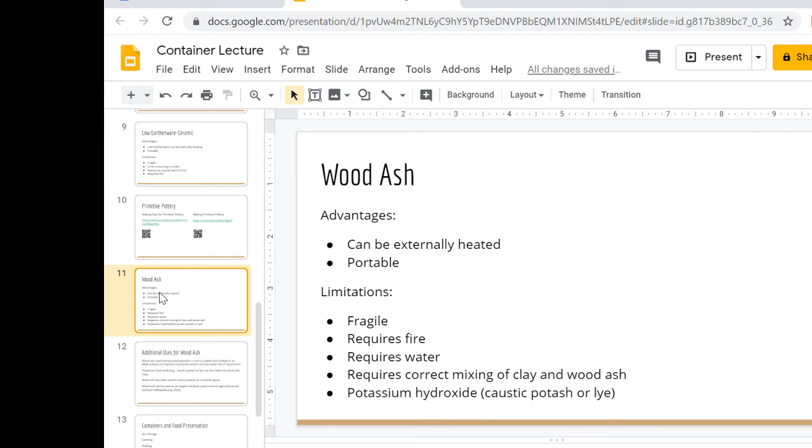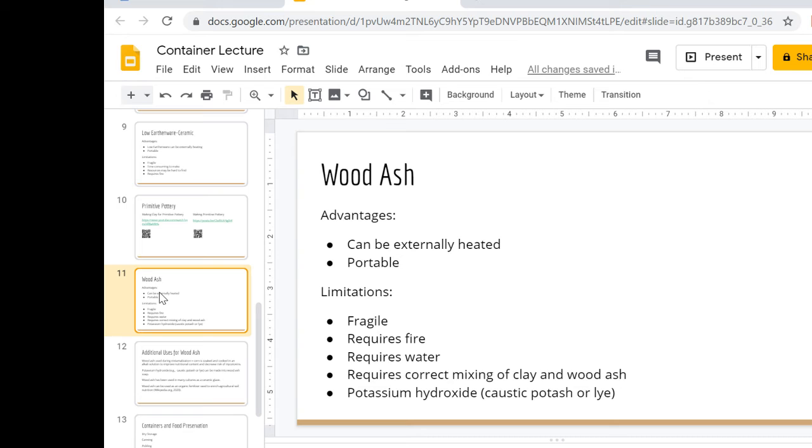So wood ash. Now this one is used, but sparingly. You've got to really experiment and get the right mixture. So advantages: can be heated externally, it's portable. Limitations: it's fragile, it breaks, requires fire to make your wood ash. It requires water to mix the wood ash. It requires the correct mixing of clay and wood ash. And there's always the risk of higher amounts of potassium hydroxide, or lye, in your mixture.